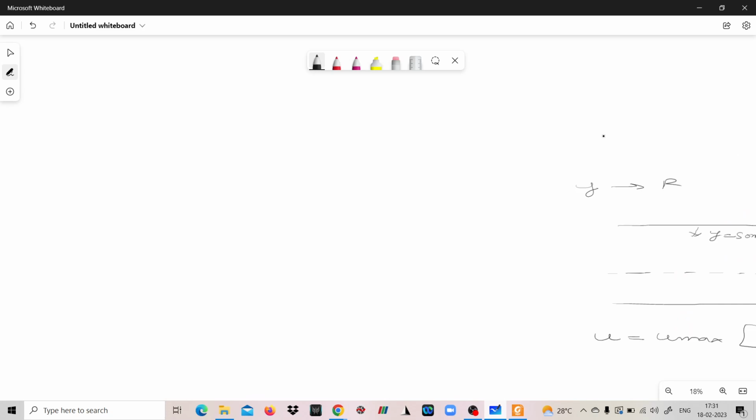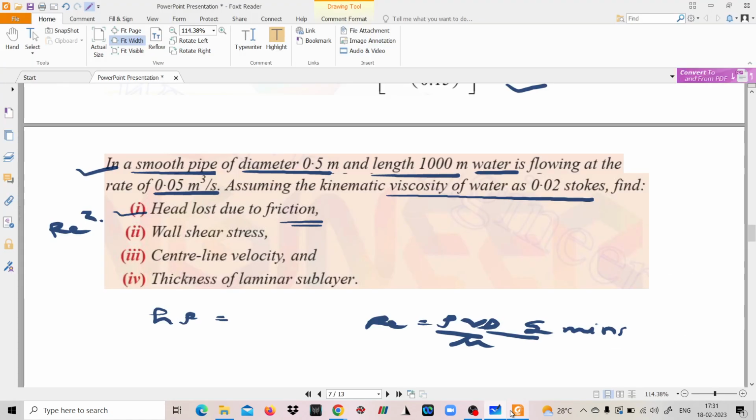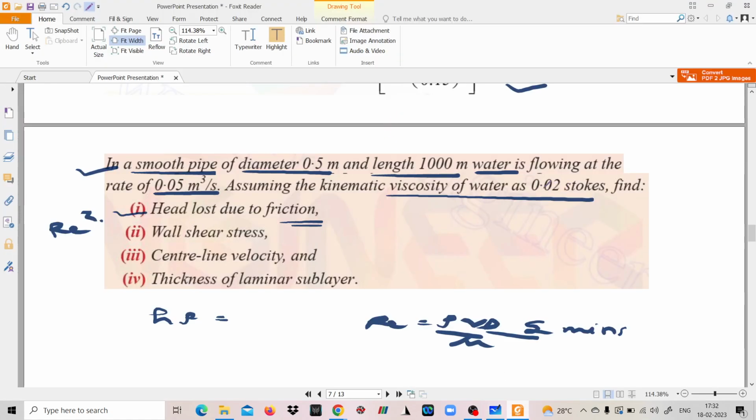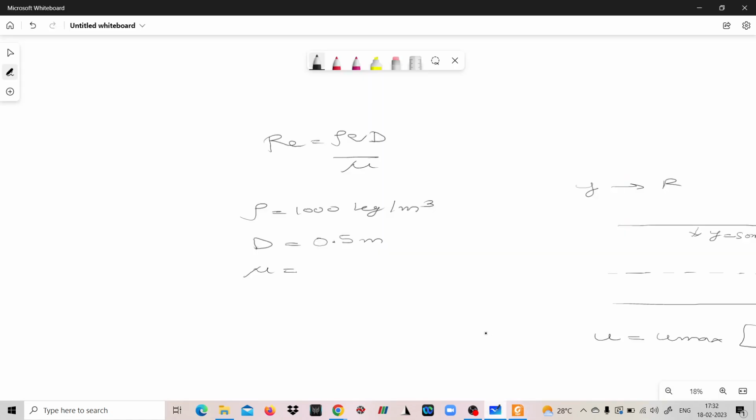Okay, so what will be the Reynolds number? Rho V D by mu. In the question it is given that it is water, so rho is 1000 kg per meter cube. The diameter of the pipe is given in the question, which is 0.5 meter. So it is a big diameter pipe. The value of mu is not directly given, but the value of nu is given. The kinematic viscosity is 0.02 Stokes, that is in CGS unit.